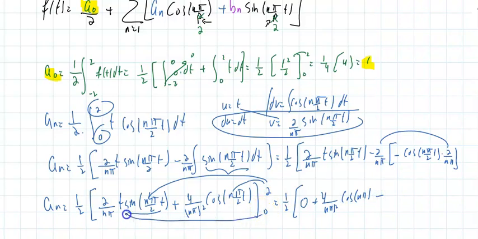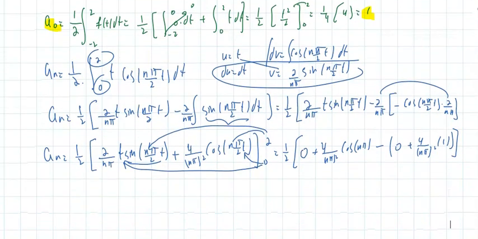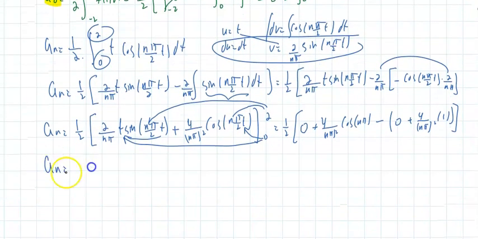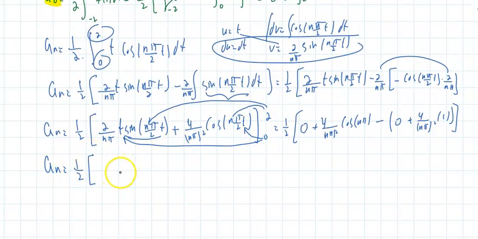If I put the 0 in there, 0 times anything is 0. What happens if I put the 0 there? Isn't that just 4 over n pi squared times 1? Because cosine of 0 is 1. So basically what I'm getting, a sub n is 1 over 2 times, I'm going to take the 4 over n pi squared out of both of those, and what I'm left with is the cosine of n pi minus 1.